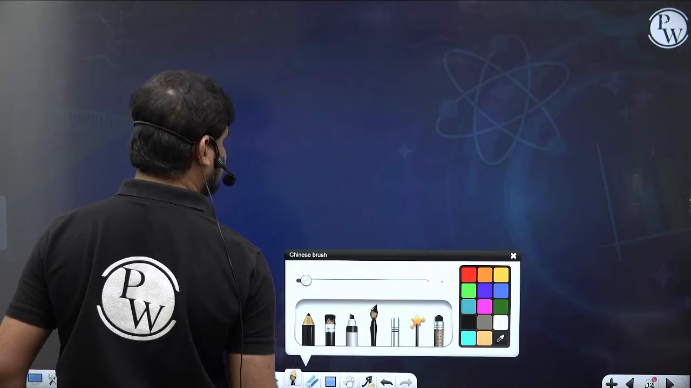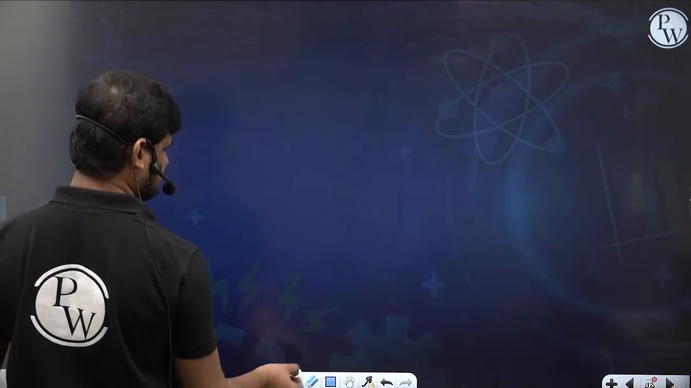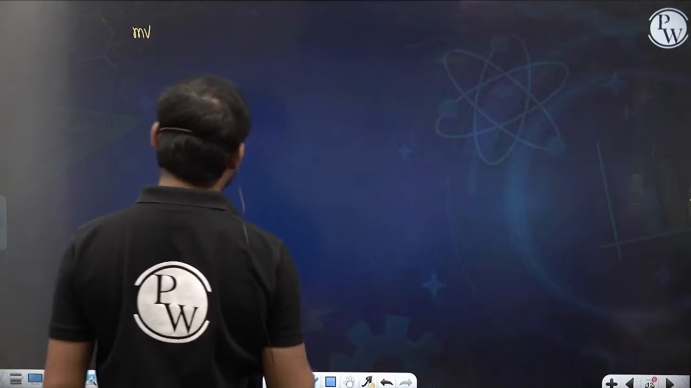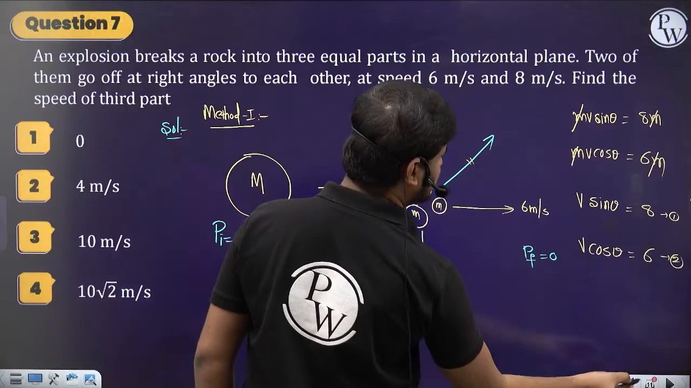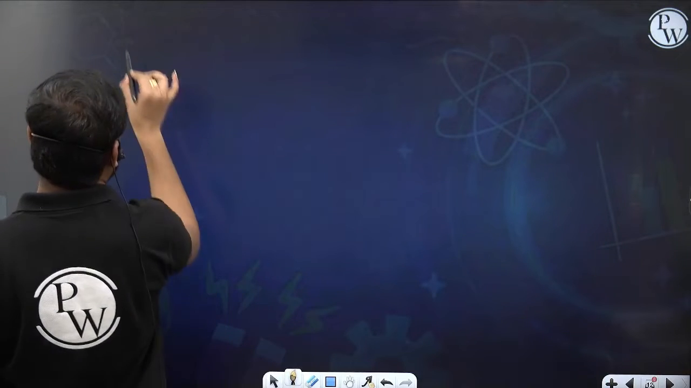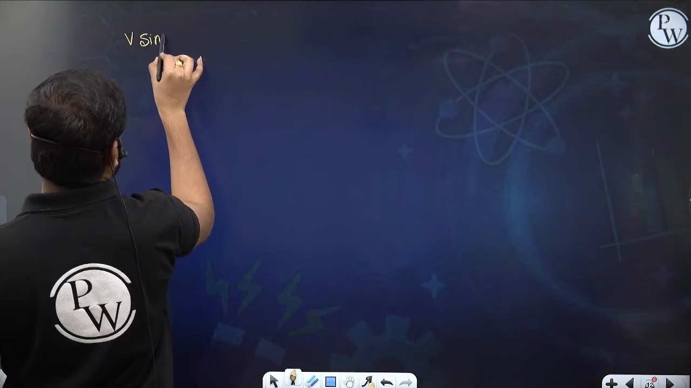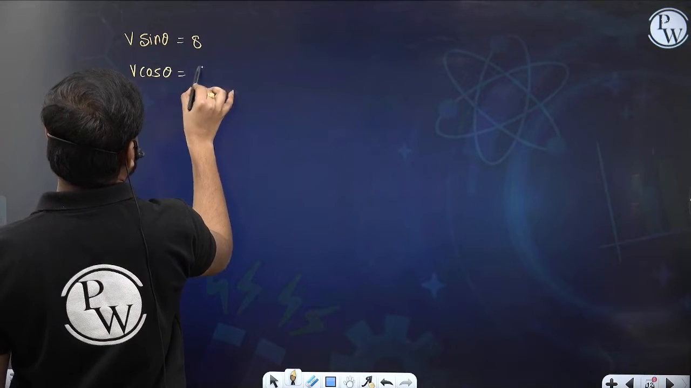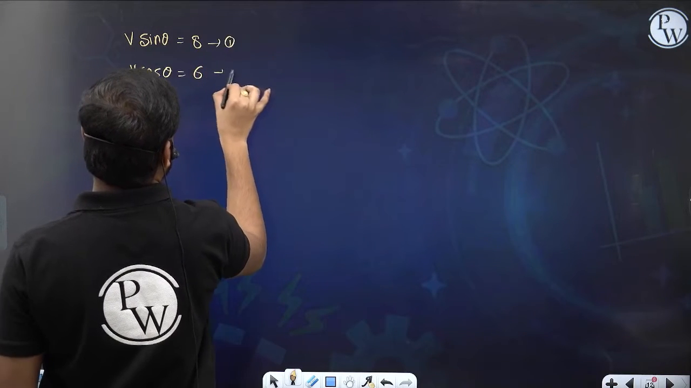So now see here. So I can write mv, and m cancels, right? V cos theta, V sin theta is equal to 8. V sin theta is equal to 8, and then V cos theta is equal to 6. So let it be equation number 1, and let it be equation number 2.